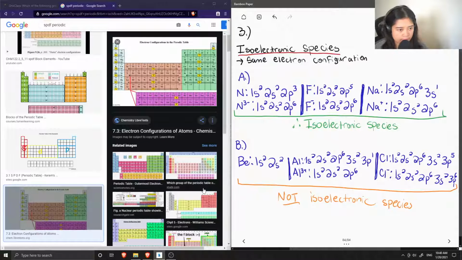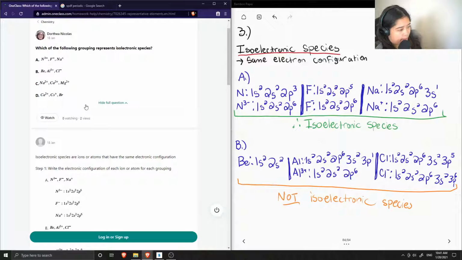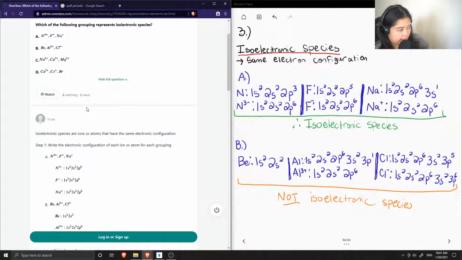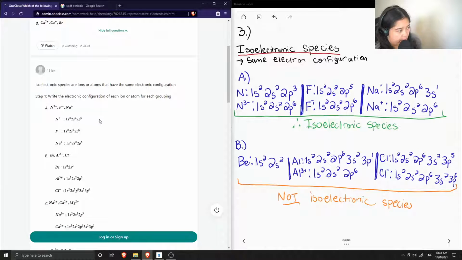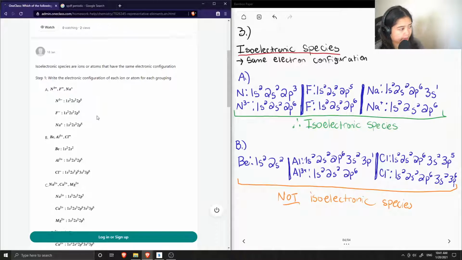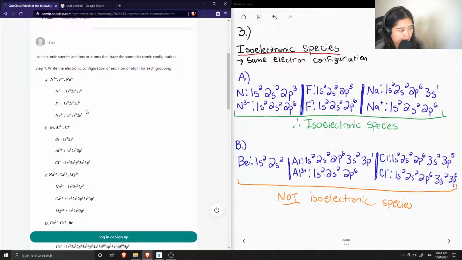Okay, so this kind of verifies that the correct answer is A. And we can see what the junior tutor said. Isoelectronic species are ions or atoms that have the same electronic configuration. Step 1 is to write the electronic configuration of each ion or atom for each grouping. You can see they did all the individual electron configurations, and option A gave us isoelectronic species.